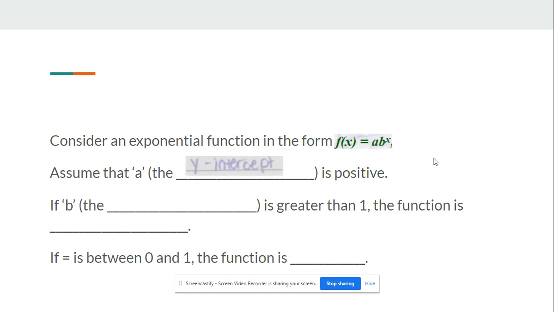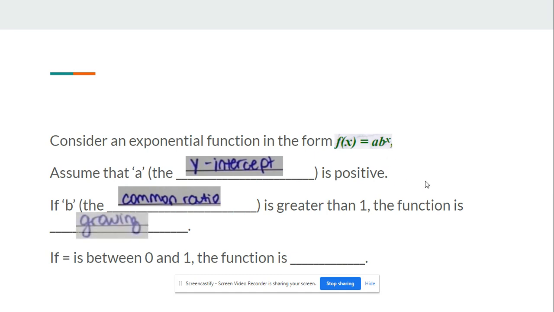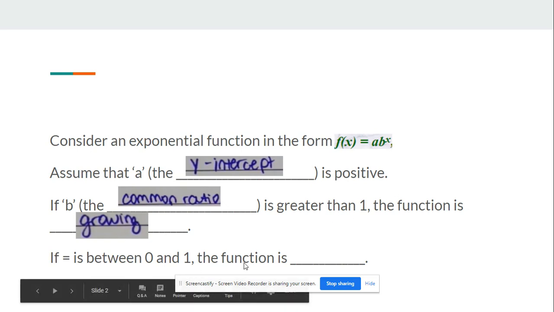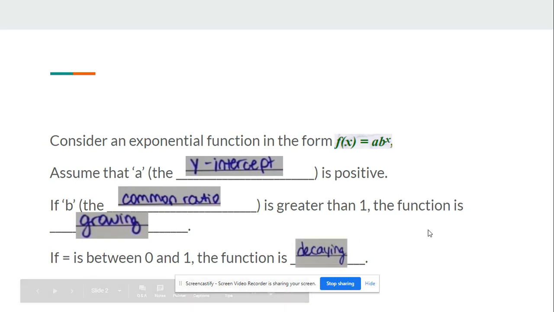Just remember that a is the y-intercept, and if it is positive, if b, the common ratio, is greater than 1, then this function is growing. If b is between 0 and 1, the function is decaying.